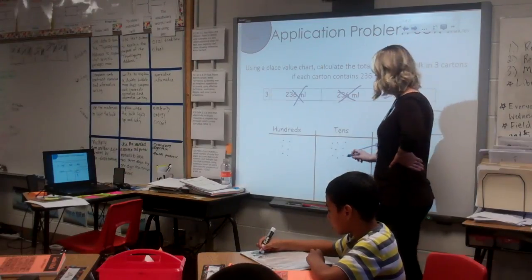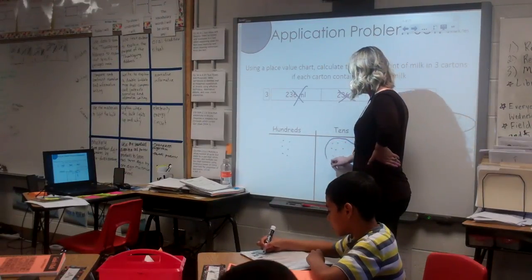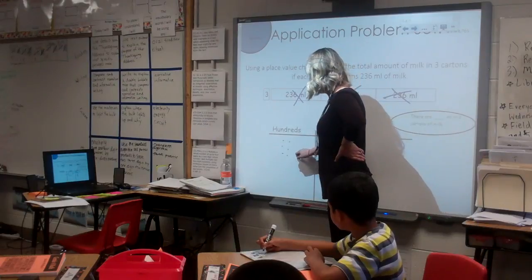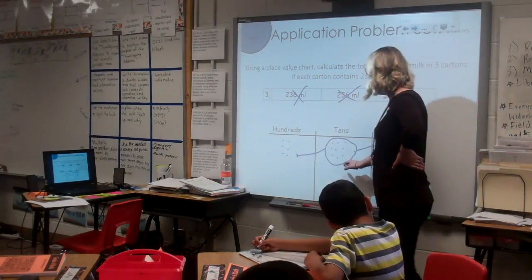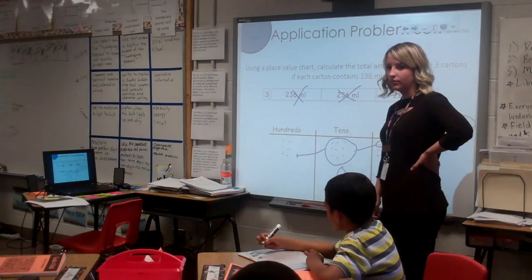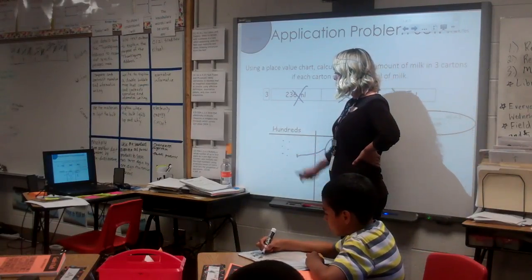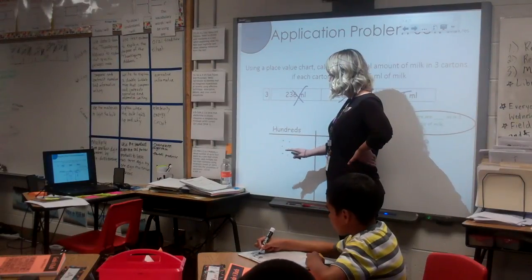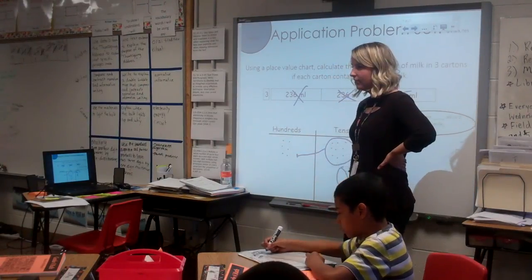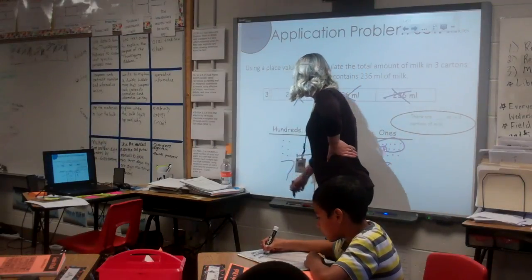So how many do we have in the tens place now? None. Since we already used them all. 2, okay. 4, 6. And for the hundreds place, we have 1, 2, 3, 4, 5, 6, 7. Does everyone agree that it's 7? Yes. Great.